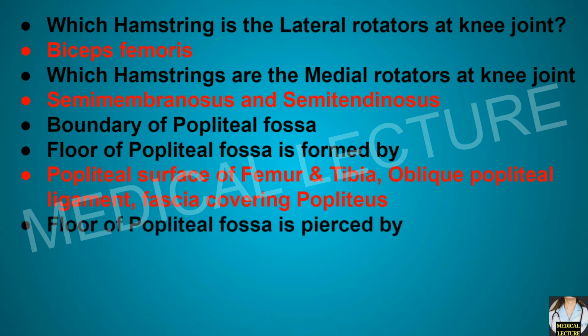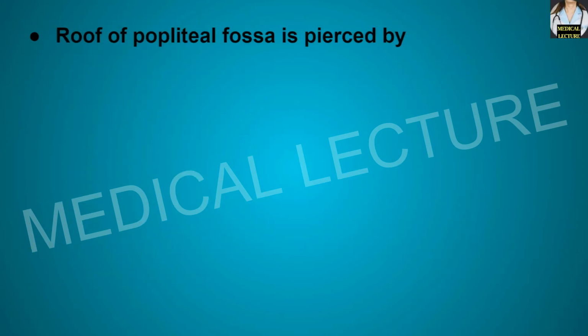Floor of the popliteal fossa is pierced by the middle genicular nerve and vessels and the genicular branch of the obturator nerve. Roof of the popliteal fossa is pierced by the small saphenous vein and the posterior cutaneous nerve of thigh.